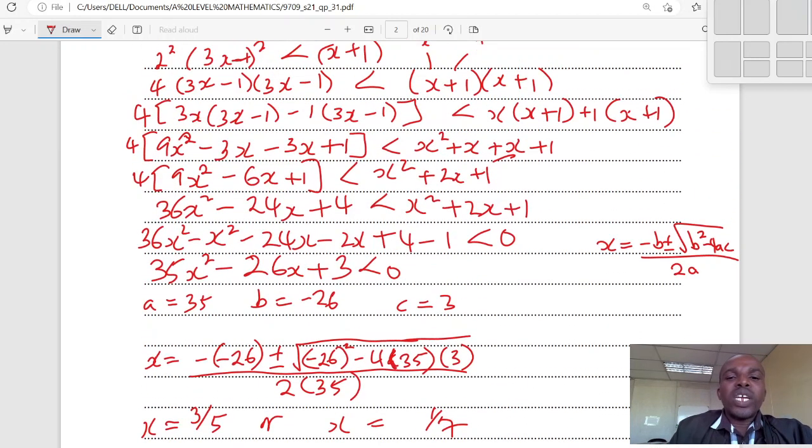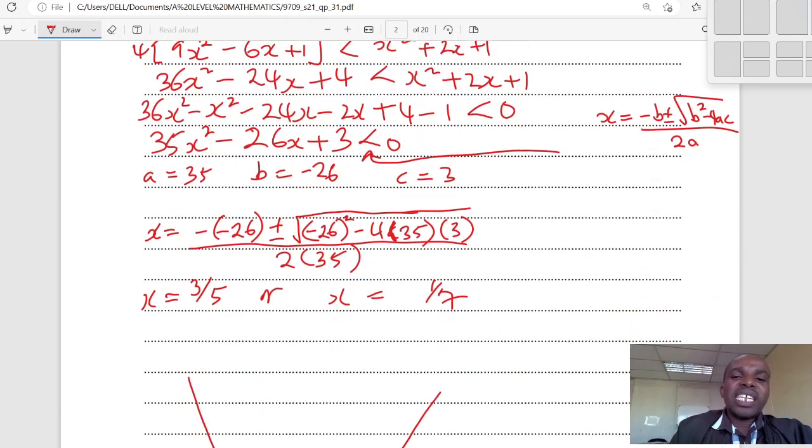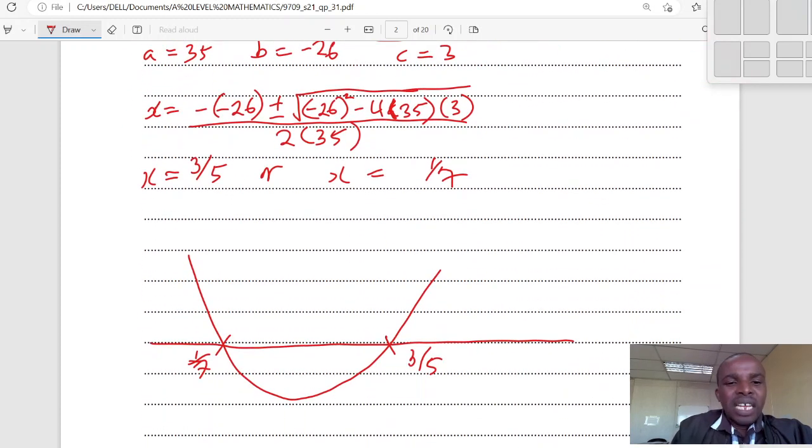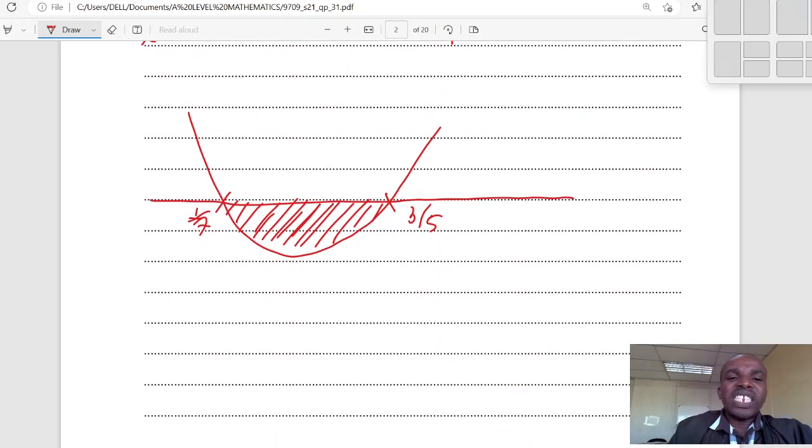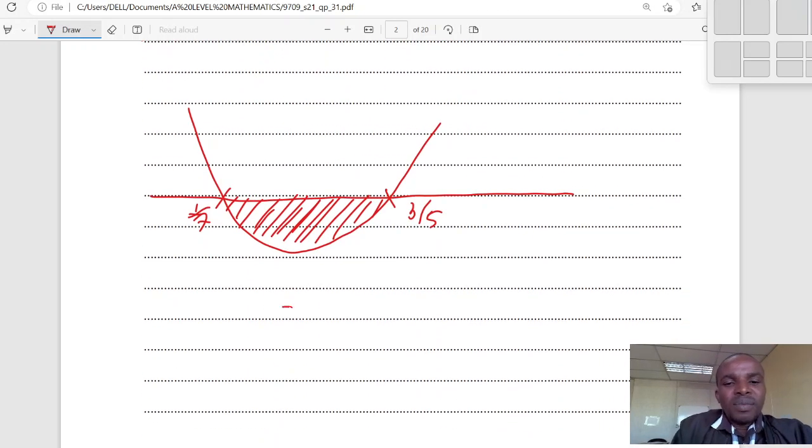Then you check on your inequality sign. You can check this one. It's here. It's less than. Less than means we need the area that is below the line. This is the area between the line, bounded by the line and the curve. This is the area that we are looking for. So if you check the area, it will be x between 1 over 7 and 3 over 5. So this will be the solution set.